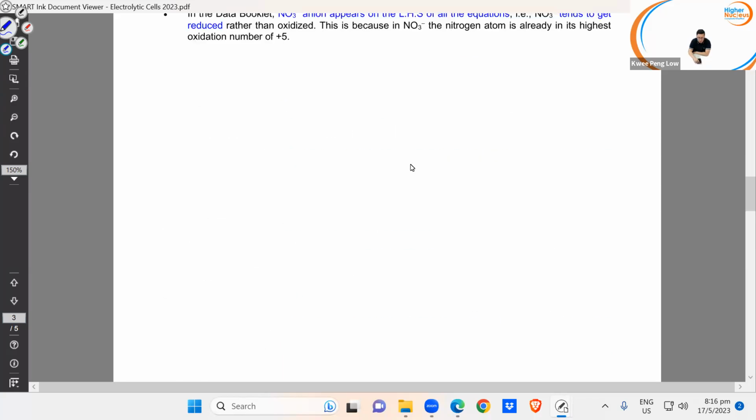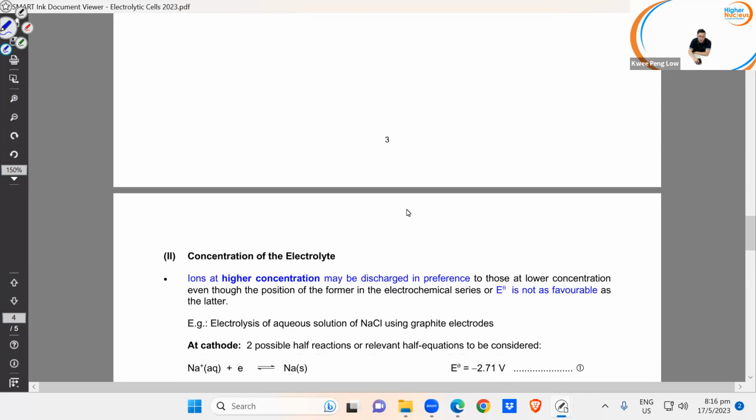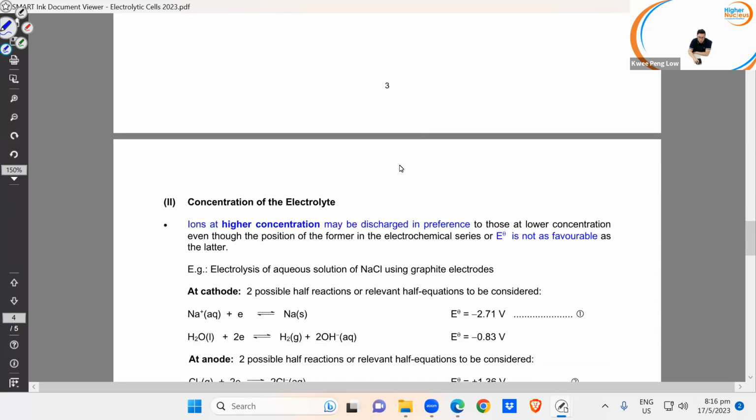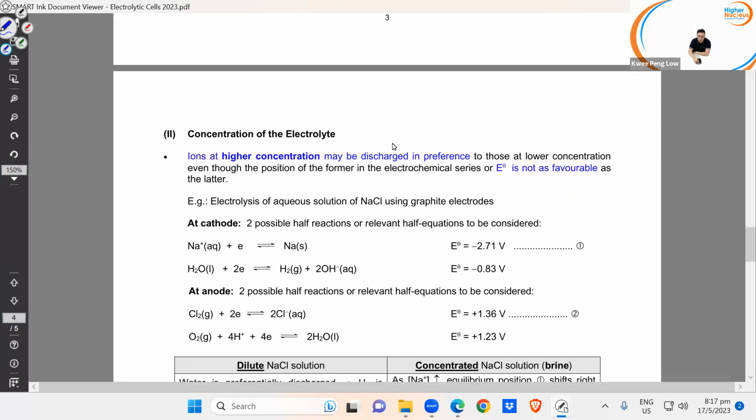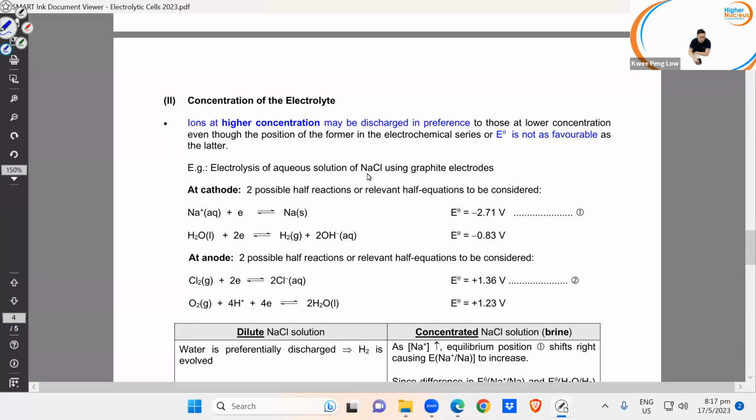Okay. Now let's look at the second factor, called concentration. Ions at higher concentration can be discharged in preference even though their E naught reduction potential is not as favorable. Okay, what do I mean by that? Now let's say I'm going to electrolyze sodium chloride. There are two ions, sodium plus and chloride. At the cathode, the cathode attracts cations, my sodium plus is there. I also have water because we're talking about aqueous sodium chloride. The anode attracts anions, my chloride is there, my water is also there because this is an aqueous solution.